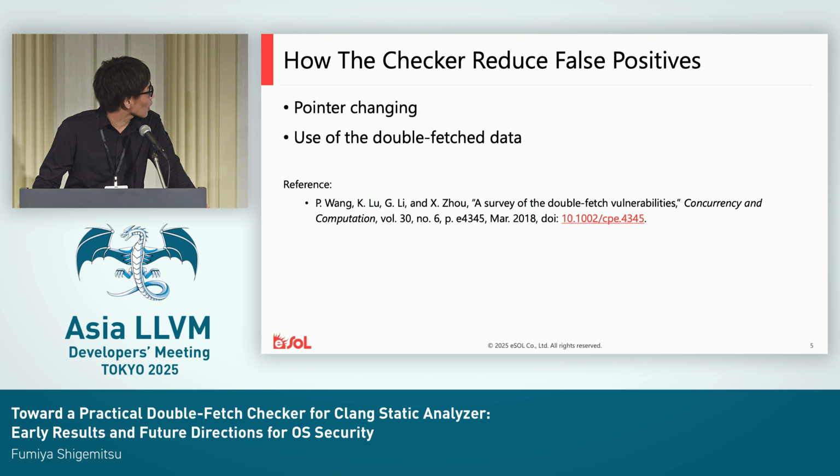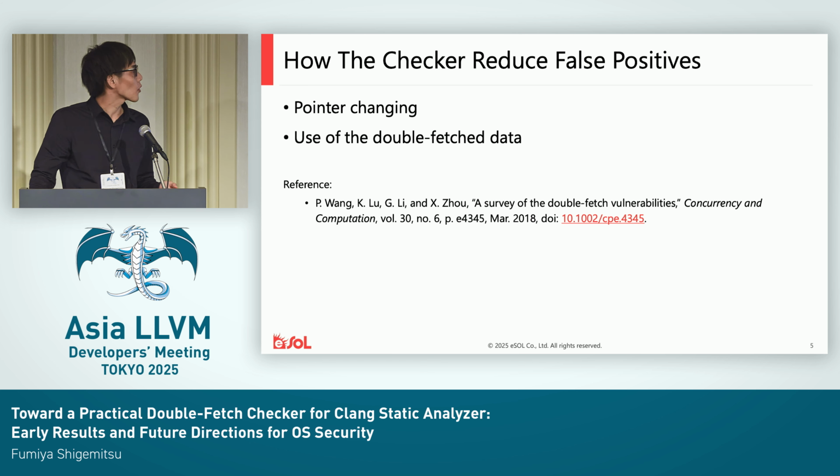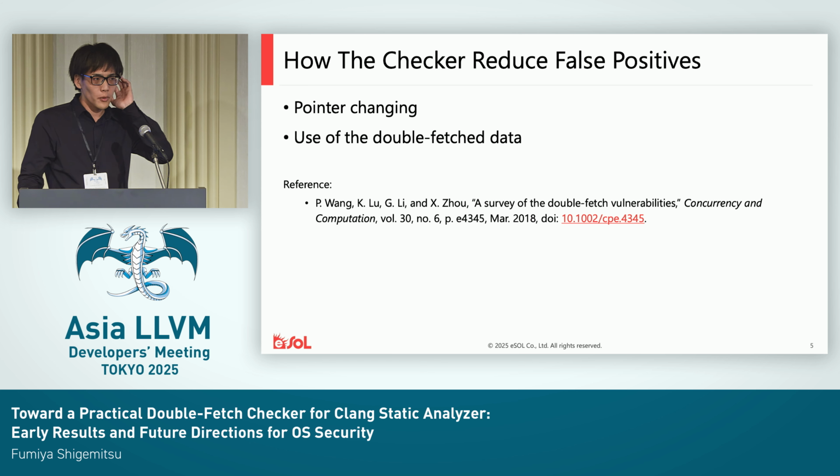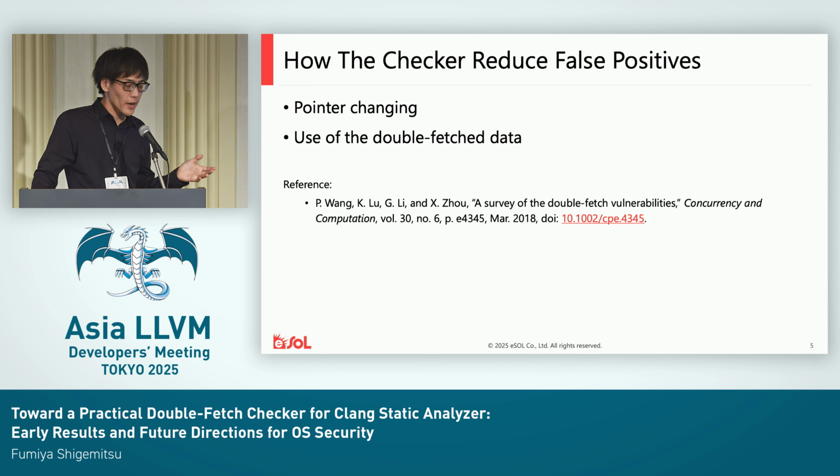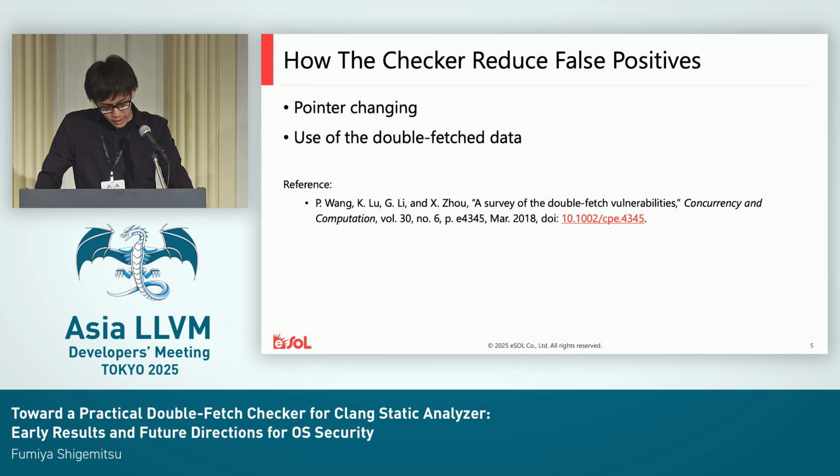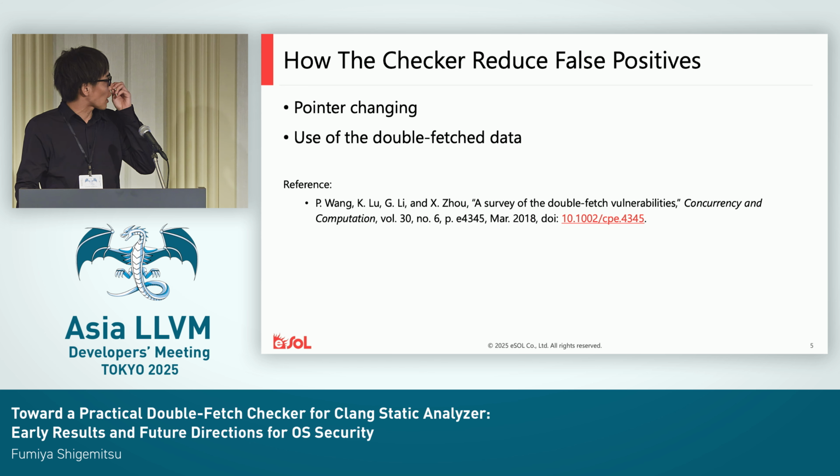Okay, then next, as you might expect, reducing false positives is critical for practical use. Let me show you what kind of false positives I try to address. First, pointer changing. Even if the same variable name is used, the pointer may change between two reads. It is not actually a double fetch. Thanks to LLVM APIs, the checker easily solves this issue.